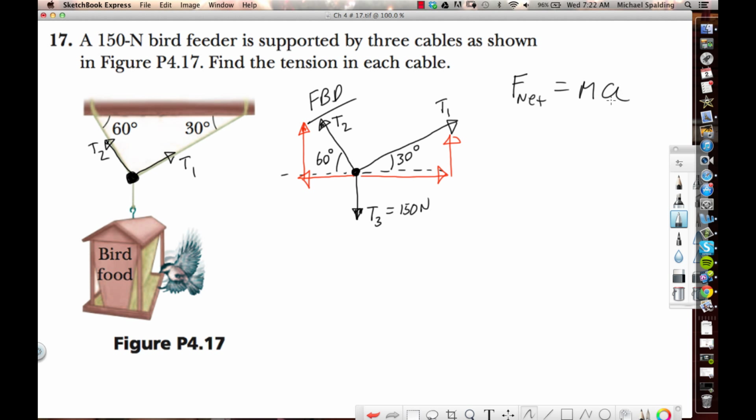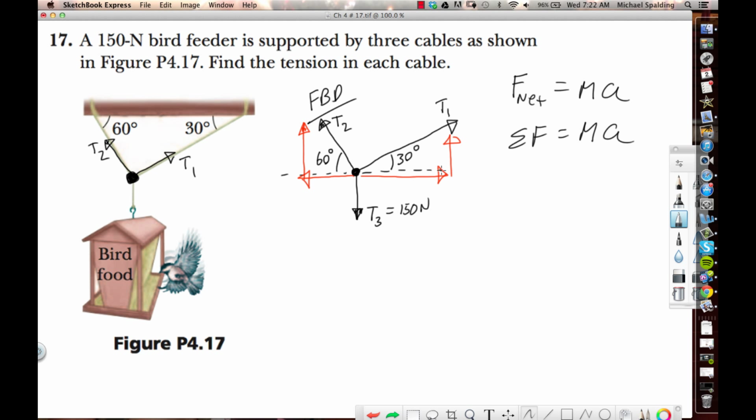Ma, mass times acceleration. Another way of saying that: the sum of the forces equals ma. Those are identical, right? So look, if there's no acceleration, then what will that mean about the sum of the forces? They'll be 0, or the net force will be 0. So what does that mean for this problem? Well, look, how many X forces are there in this problem?